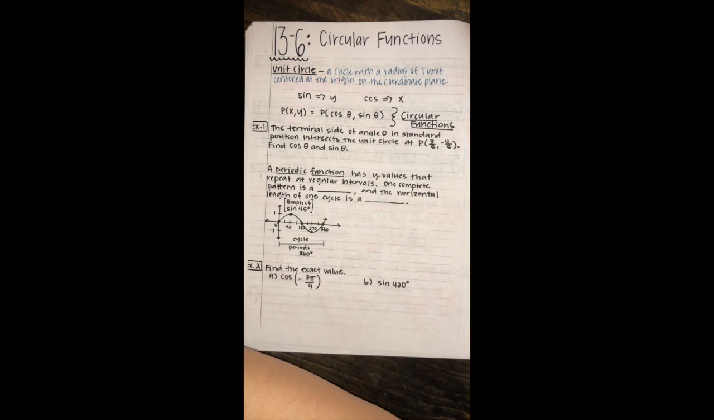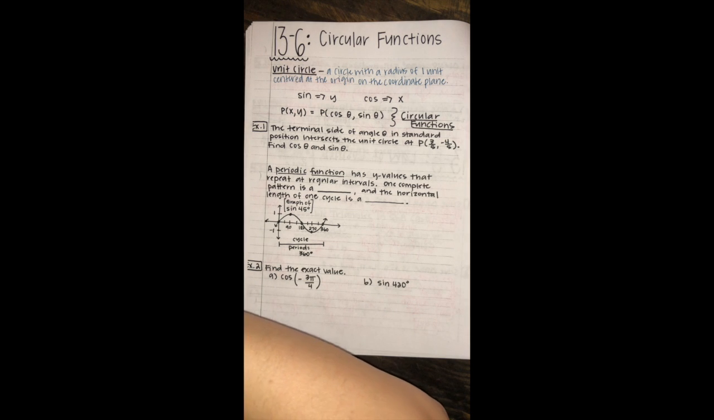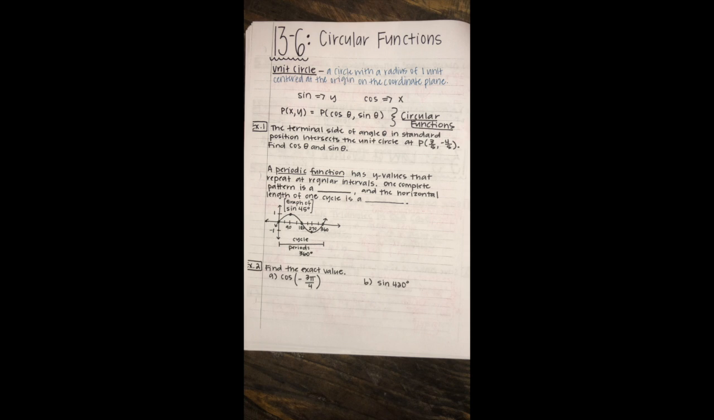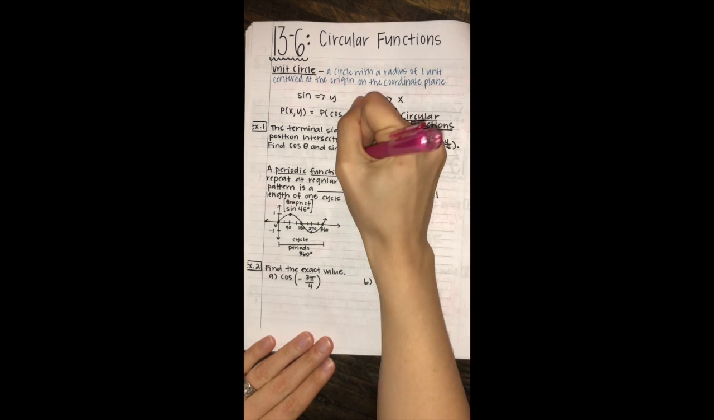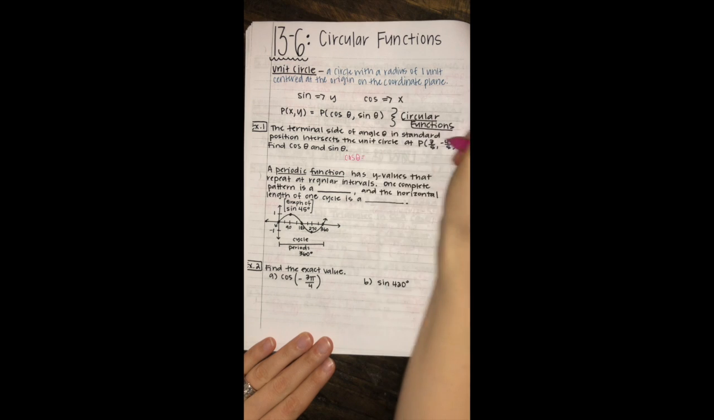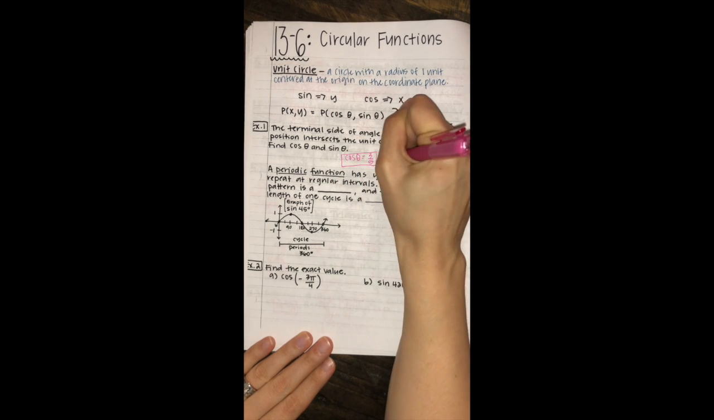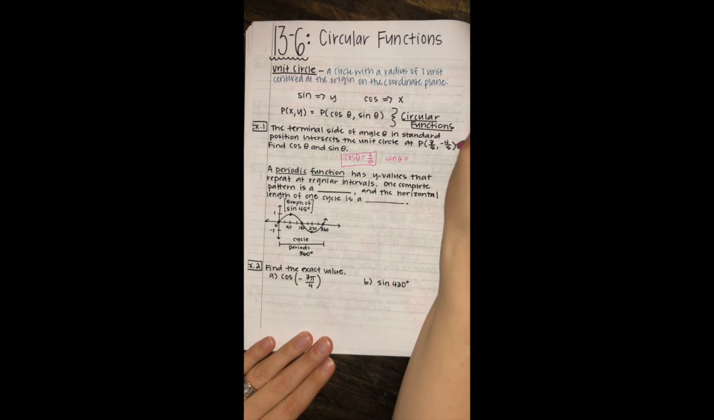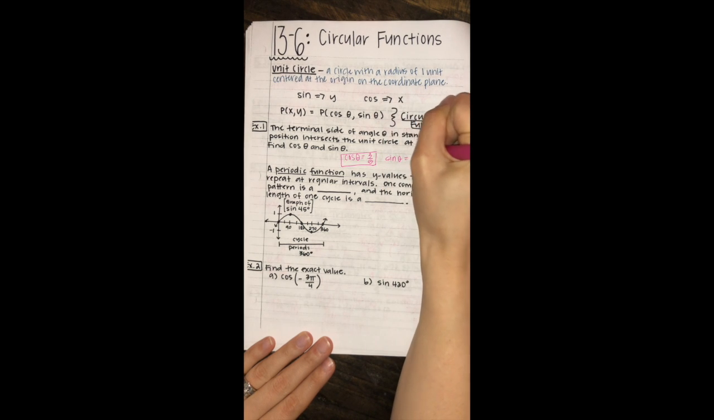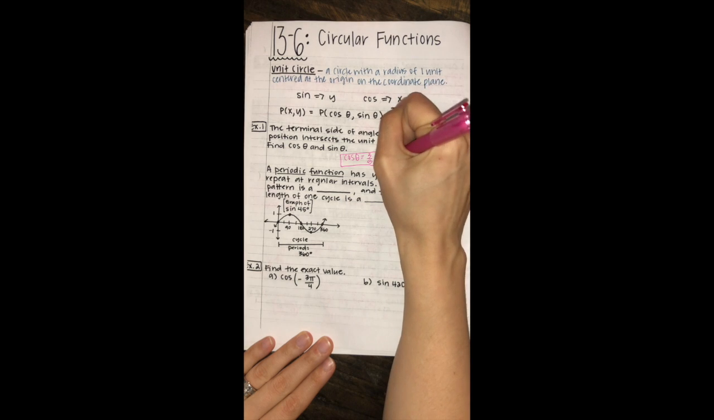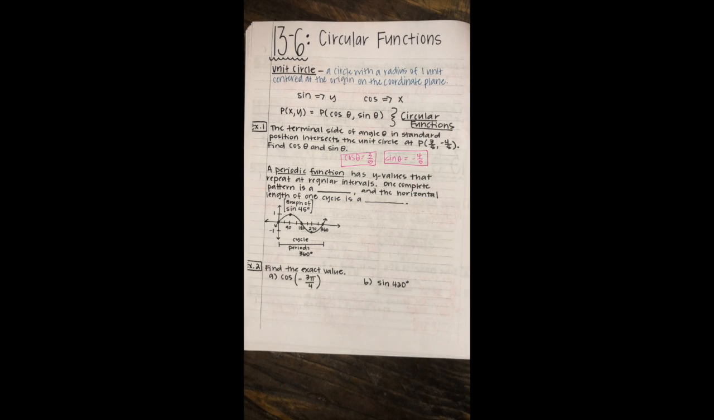So for our first example, the terminal side of angle theta in standard position intersects a unit circle at P(3/5, -4/5). Find cosine theta and sine theta. Cosine is x, so cosine theta equals 3/5. Sine theta is y, so sine theta equals -4/5. And that's your answer, cosine theta and sine theta.